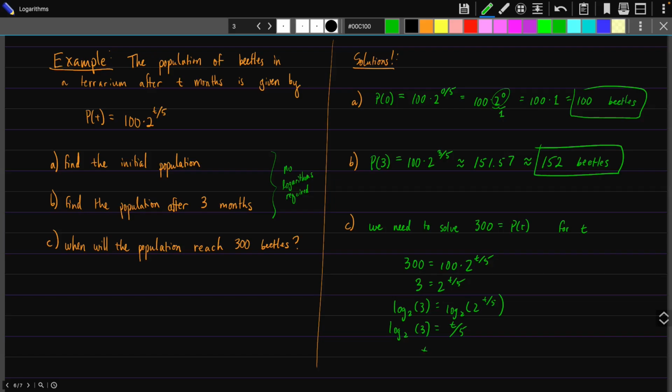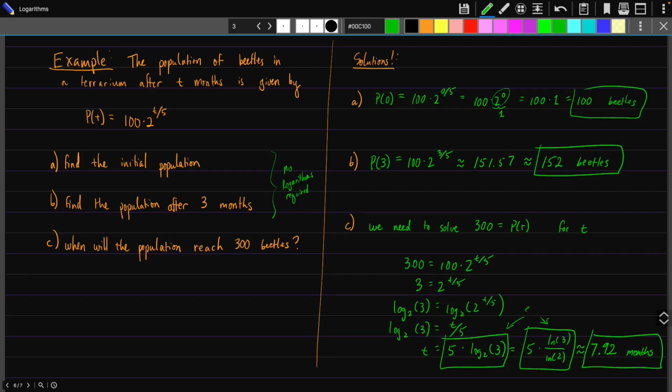So finally, that tells me that t is equal to 5 times log base 2 of 3, which, by the change of base formula, is 5 times ln of 3 over ln of 2. And now it's finally ready for a calculator. The calculator tells me that the answer is approximately 7.92. Since t is given in months, that would be in months. If you were asked for an exact answer, then either of these two forms would be fine. And if you only need an approximation, then this would be a good answer for that.